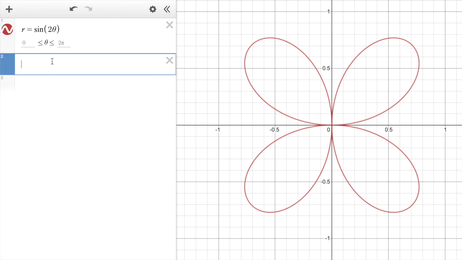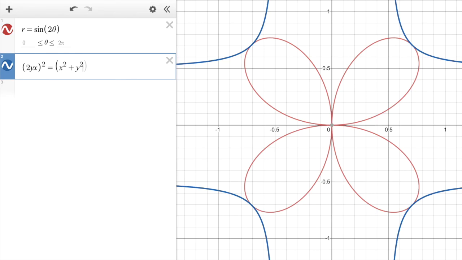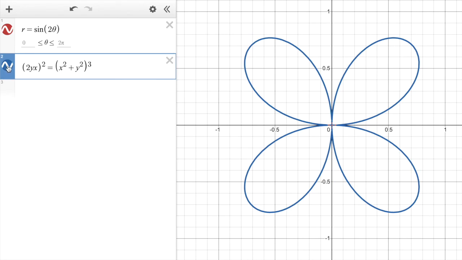Let's type in its version in rectangular coordinates, which we discovered. What was it? It was 2yx quantity squared, and that was equal to x squared plus y squared, to the power of 3. And look, they're the same exact shape. Pretty cool. So again, in rectangular coordinates, ugly, ugly, ugly. In polar coordinates, beautiful. Describes this shape beautifully.